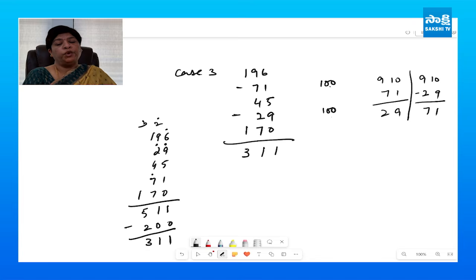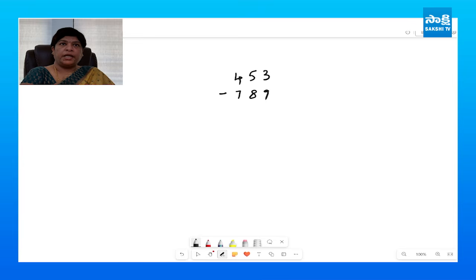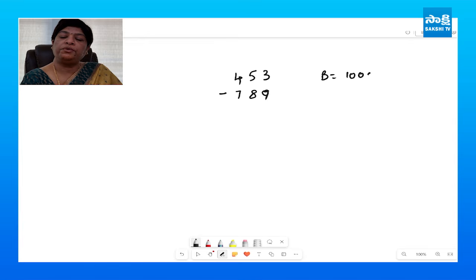So this is case 4, wherein we have multiple negative and multiple positive numbers. Here let's look at case 4, where the negative number is larger than the positive number. So we have 789, which is a negative number, which is greater than 453. Since we have 3 digits, our base would be 1000. So base is equal to 1000.